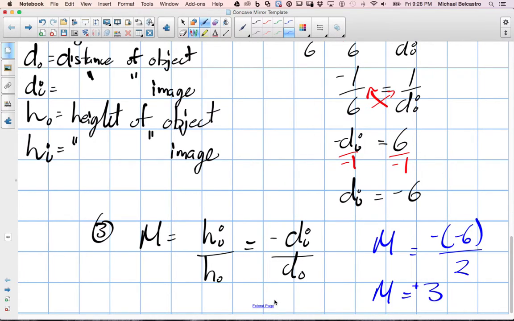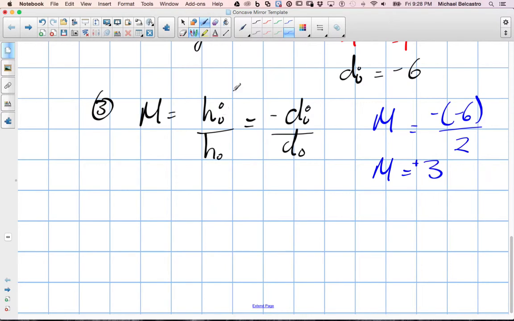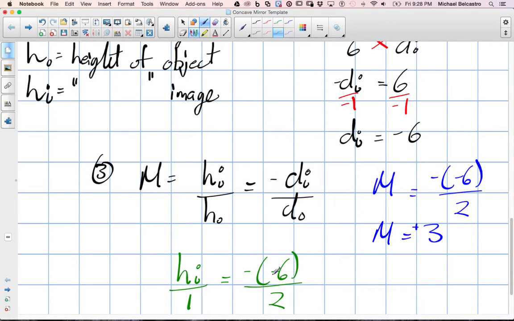Okay. So with that being said, let's set these ones also equal. The height of the image is unknown, but the height of the object we knew to be the value of 1, which is equal to, again, negative 6 over our value of 2. This side gives us 3. We already solved that over here. And the height of the image divided by 1 is just the height of the image. So the height of the image is 3. Okay, so we have this information.